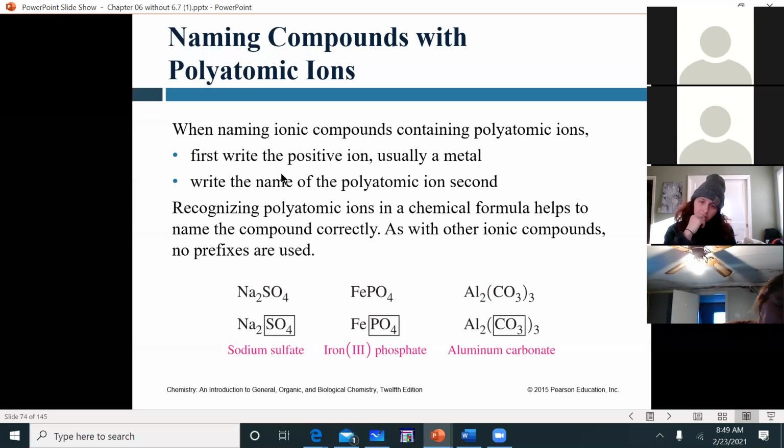It's just a little bit more complicated because we've got the polyatomic ion. Same thing too if you have something with a varying charge.